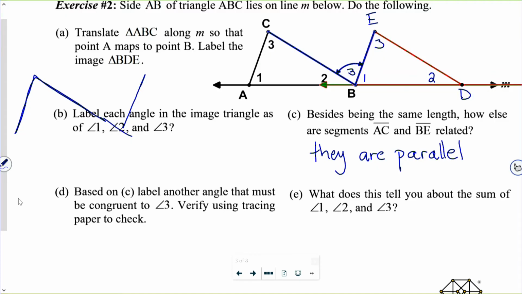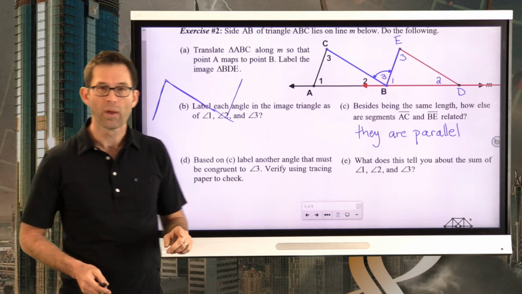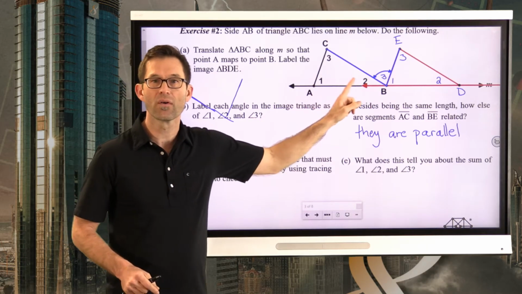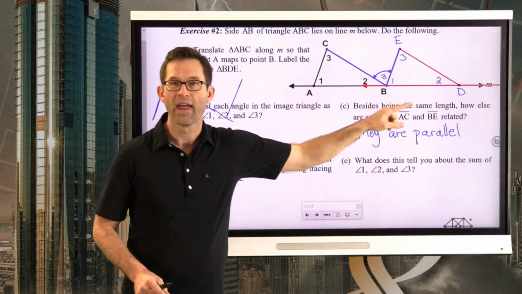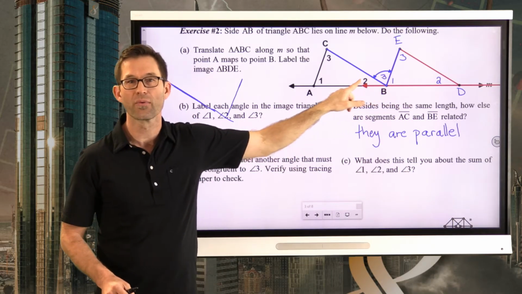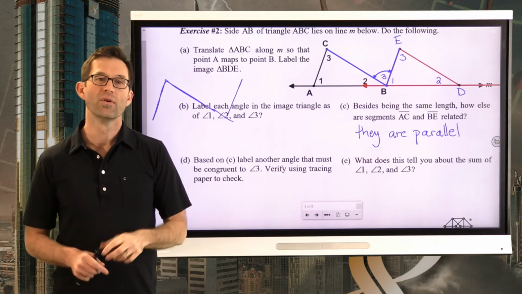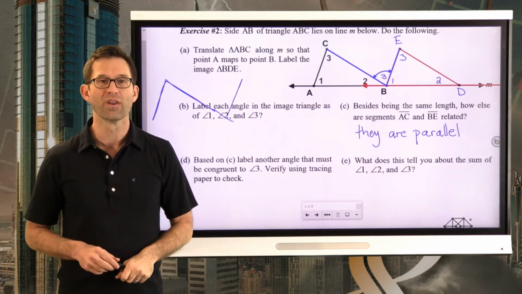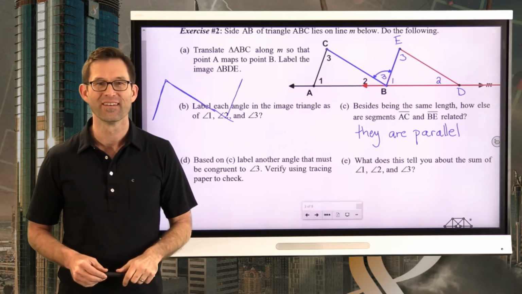Let's take a look at letter E. What does this tell you about the sum of angle 1, angle 2, and angle 3? What must be true when we add up the measure of this angle, and this angle, and again, concentrate on the fact that here's angle 1, here's angle 3, and here's angle 2. What do those three have to add up to? Pause the video now and see if you can write something down.